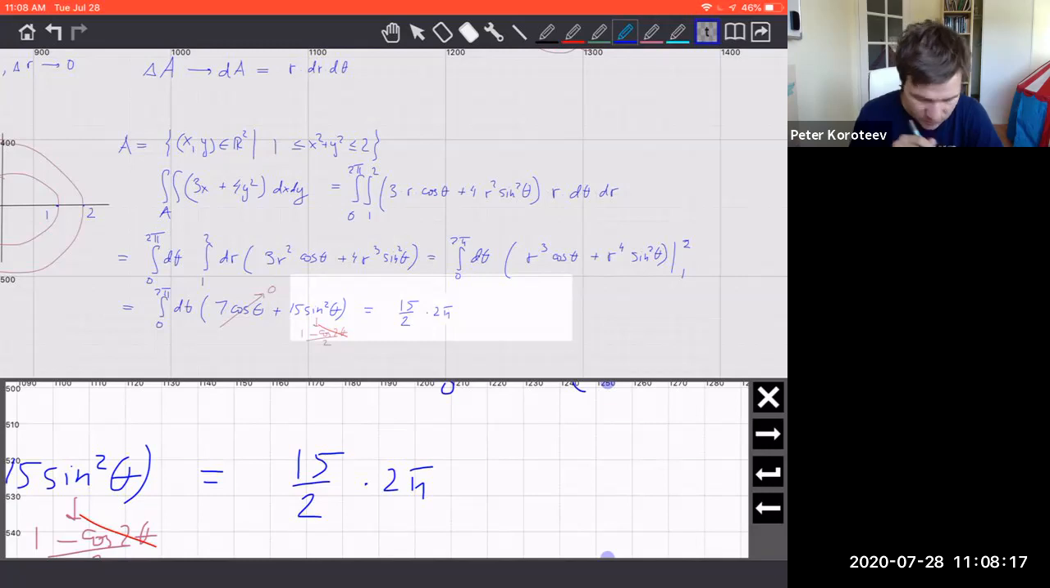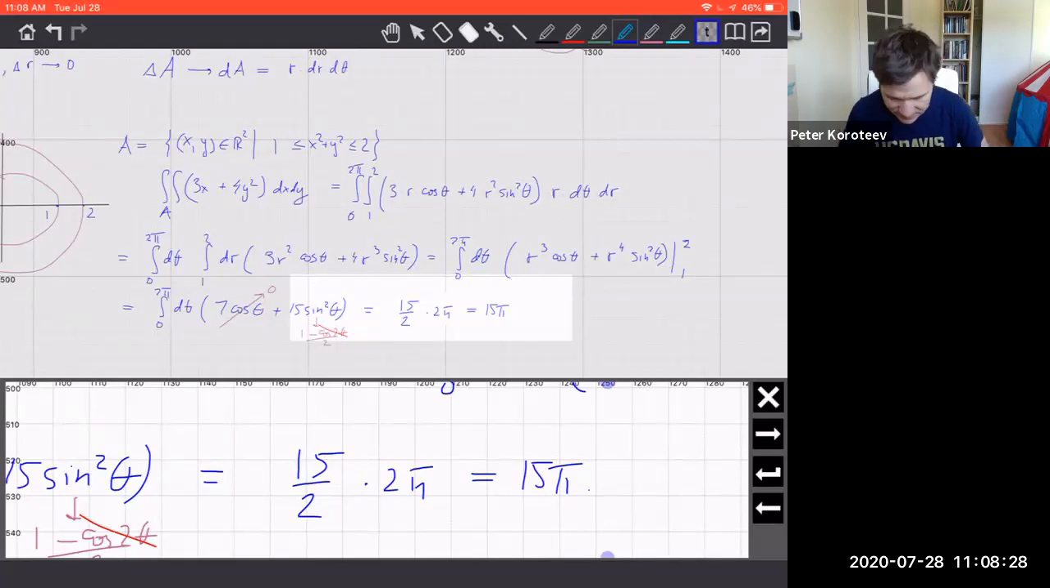I think there's a typo in the book. I think this answer is correct, so it's 15 pi. Because the integral of a half circle, and never mind. Yeah, the answer is correct. So it's 15 pi. In a similar example in the book, the integral of a half circle. That's fine. Okay.